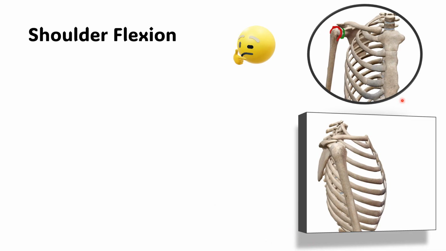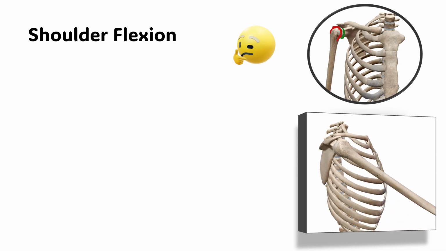Now let's take a look at humeral flexion. When we're looking at humeral flexion, it's going to be our humeral head, which is convex, on our glenoid fossa, which is concave. You can see in this picture right here that the humeral head is in fact convex, and in green here you can see that the glenoid fossa is concave.